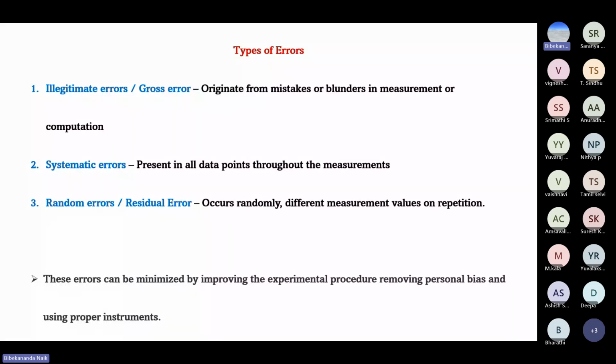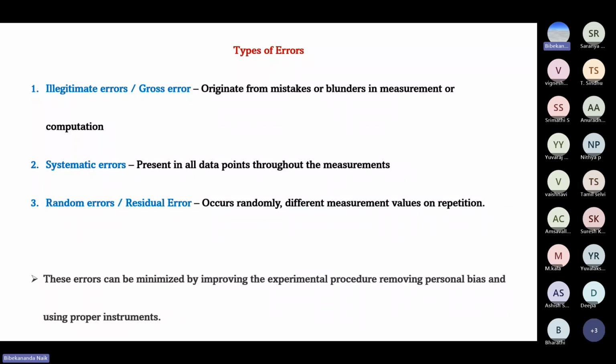The first one is gross error or illegitimate errors, and these errors originate from mistakes or blunders in measurement or computation. These errors can be minimized, and they are in our control because they come from mistakes or blunders which are caused by us. But there are some errors like systematic errors, which are present in all data points throughout the measurement. So when I talk about calibration, if the calibration is not correct, the error will come throughout the experiment. This is an example of systematic error.